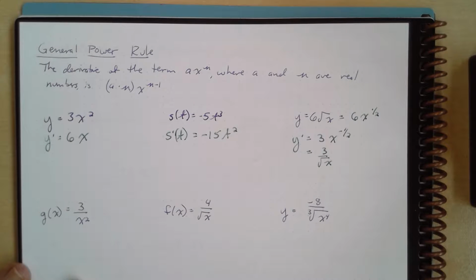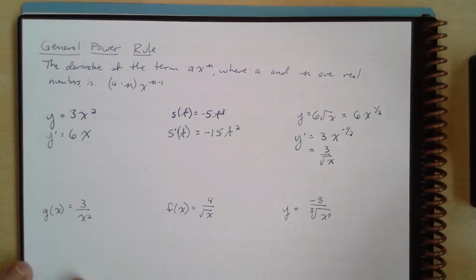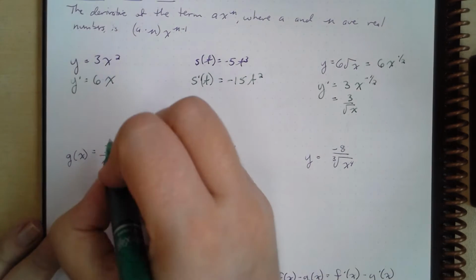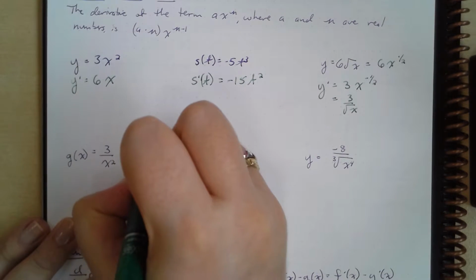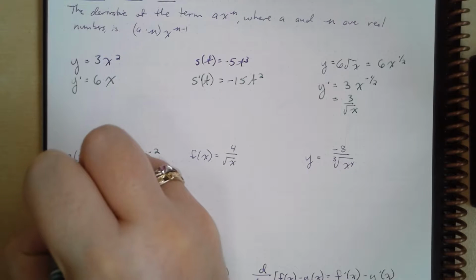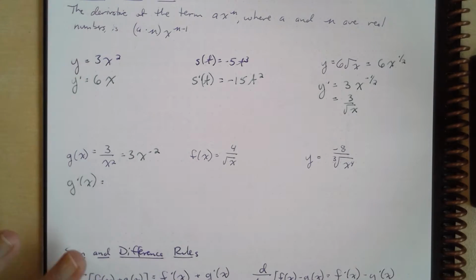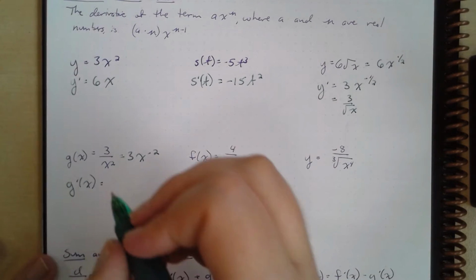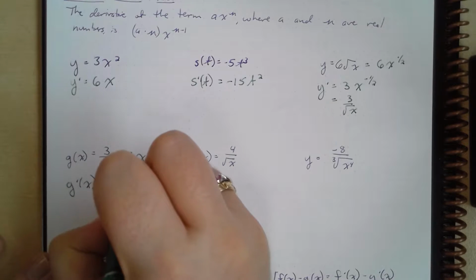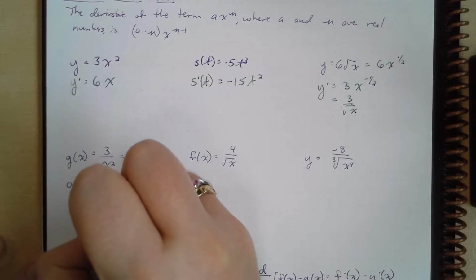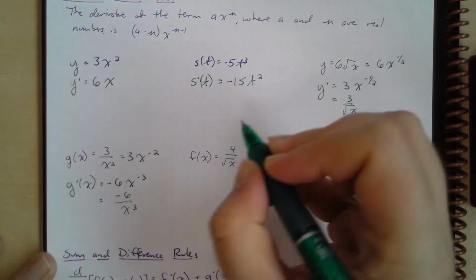Then I've got g of x is 3x squared. I can rewrite that as 3x to the negative 2. Now you might not have to do this, but I like to rewrite them. I just think it makes things so much easier. So that's negative 6x to the negative 3, negative 6 over x cubed.